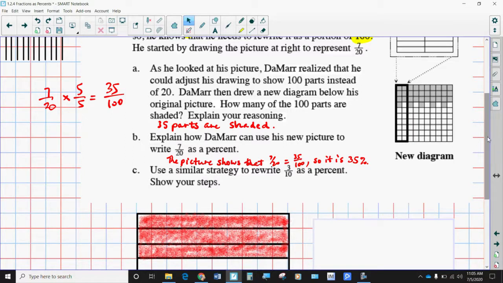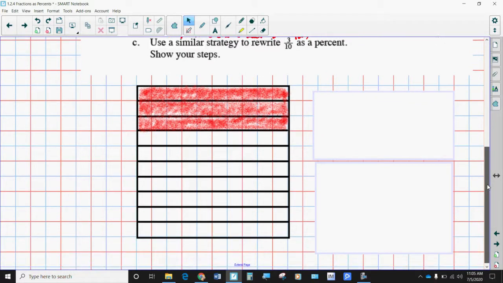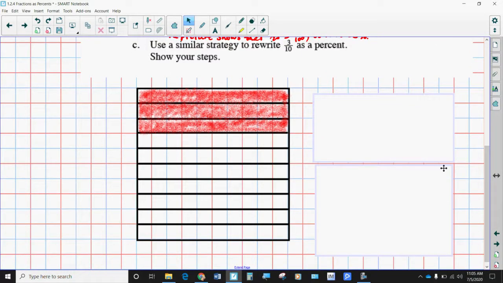All right, so what we would like for you to do now is to do the exact same process, but with the fraction 3/10. So we want to rewrite it, show a visual where you can convert this 3 out of 10 to a number out of 100, and then count up the total number of shaded parts to determine what the percent actually is. So go ahead and pause the video, copy this down. I've already got us started here.